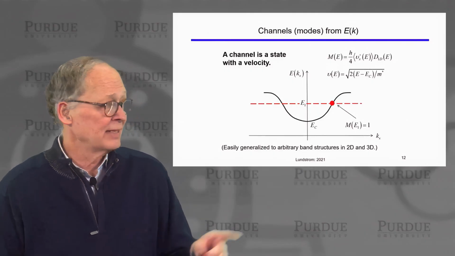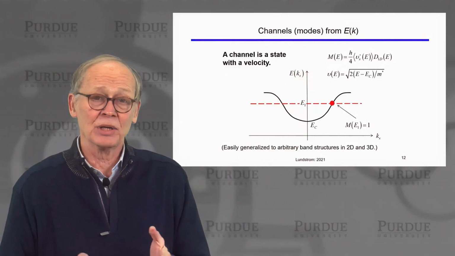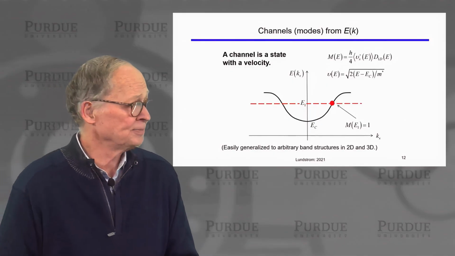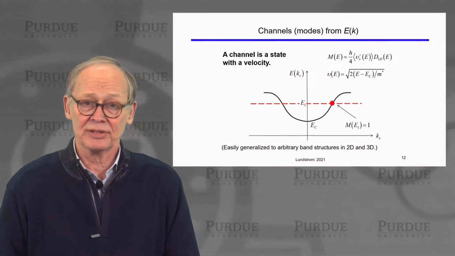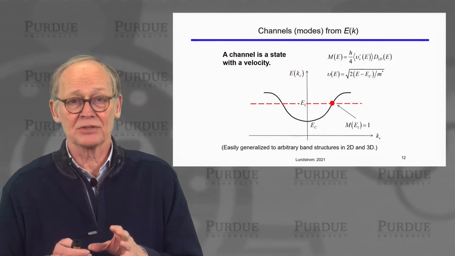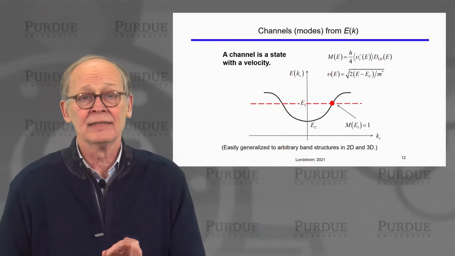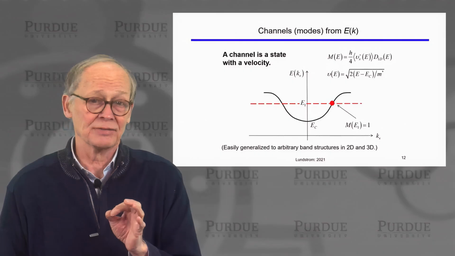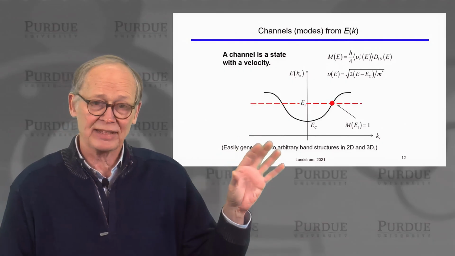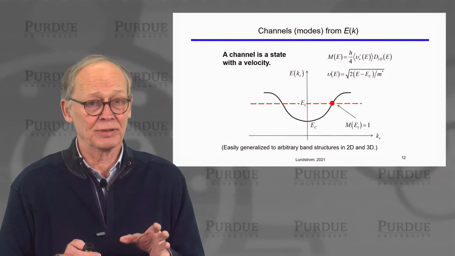That's a channel. In one dimension, we know what the density of states is. We know what the velocity is. If it's a parabolic band, 1/2 mv squared is equal to energy. And we can deduce what the number of channels is. It takes a little more work to generalize it to 2 dimensions and 3 dimensions, and then we need the average velocity in the direction of the transport, or of the MOSFET channel length. But the basic idea is this: a channel is a state with a velocity.